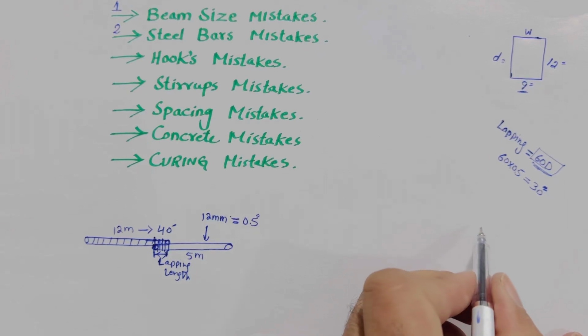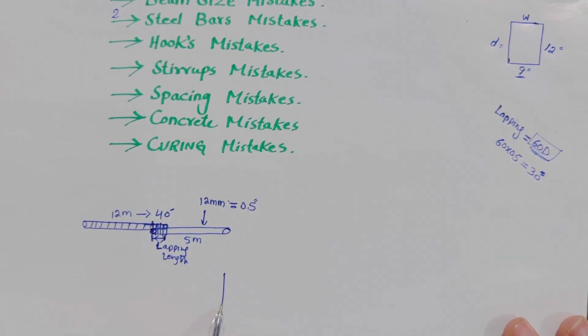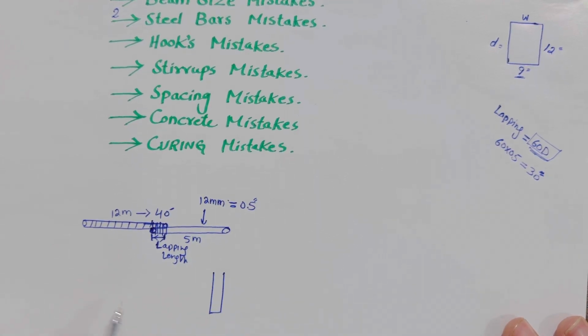Next, guys, remember as I told you before, suppose this is one column, and this is the other column, especially in beam. In the beam, suppose the beam is going like this.